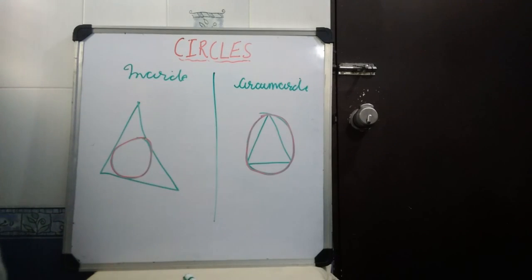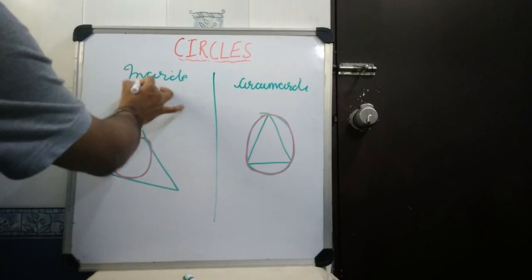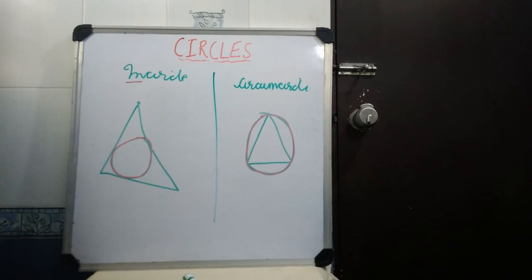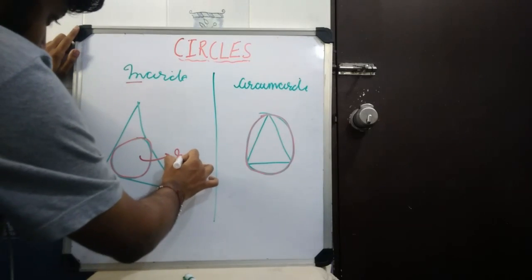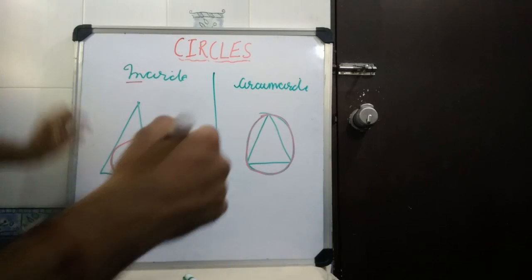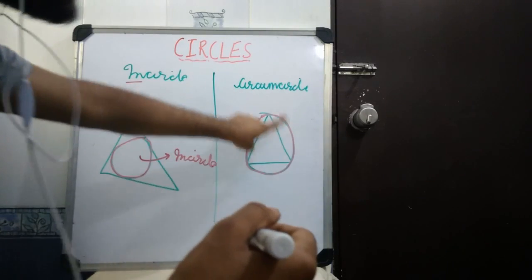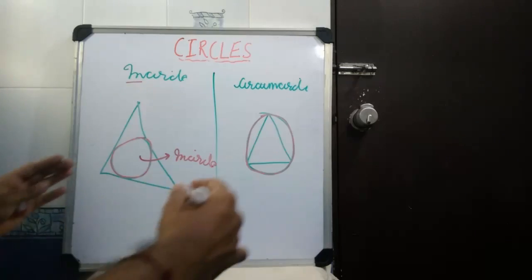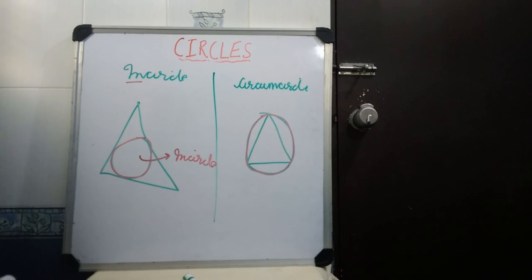Right. Now, can you see this circle? This circle is lying inside another geometric figure. In this case, it is the triangle. So this circle is present inside another geometric figure, and this is called my incircle. In this case, the circle is lying outside this geometric figure, which is again a triangle. So this circle is called my circumcircle.